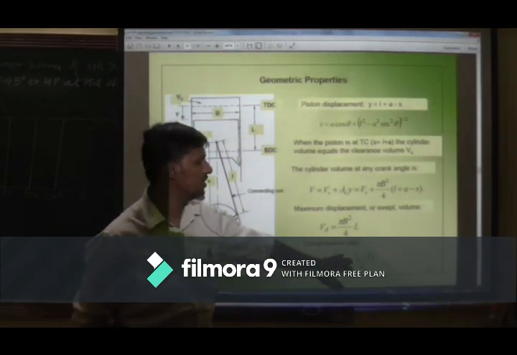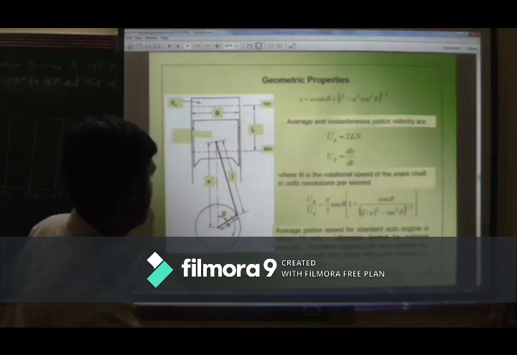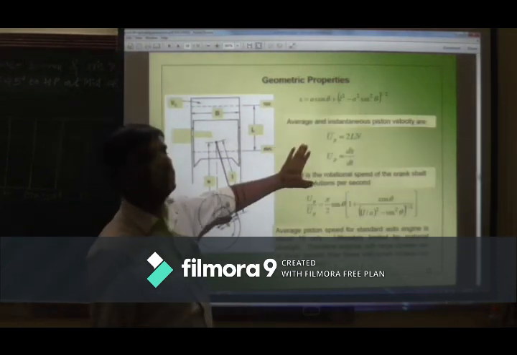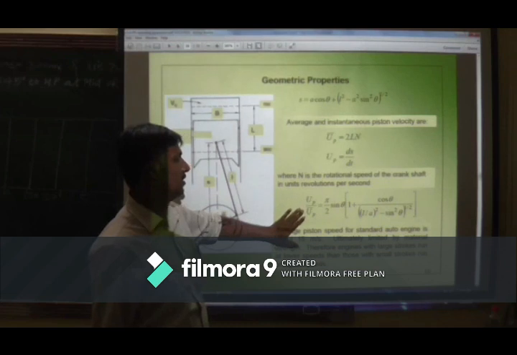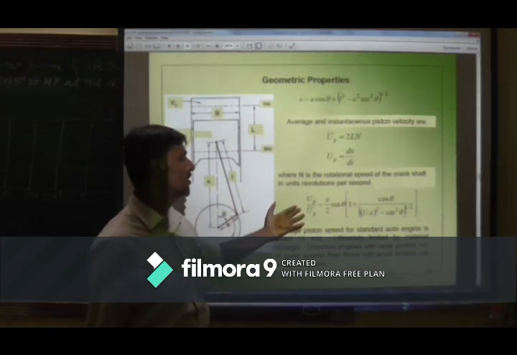The compression ratio is VC plus VD, that is swept volume, divided by VC, the clearance volume. So more analysis you can do here. If you do this, that will be helpful to you to learn that concept or to know that concept very well.